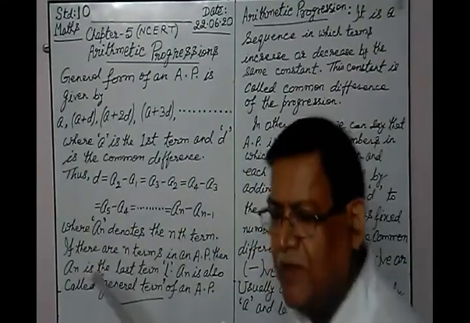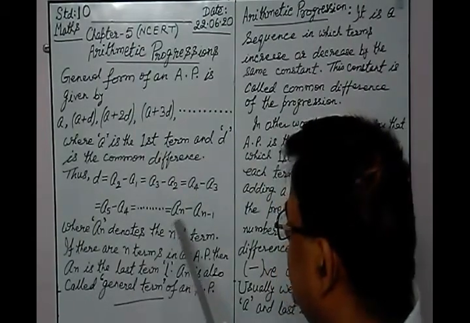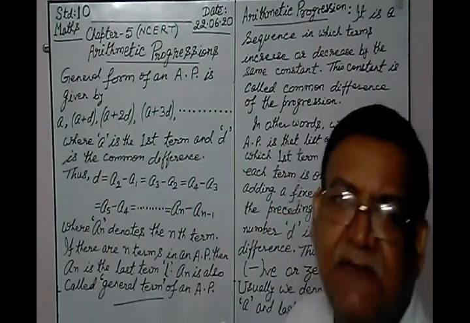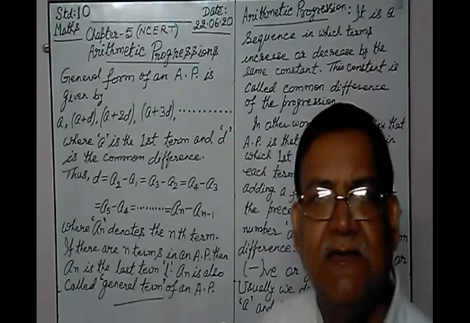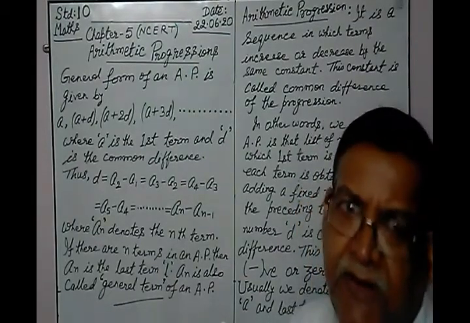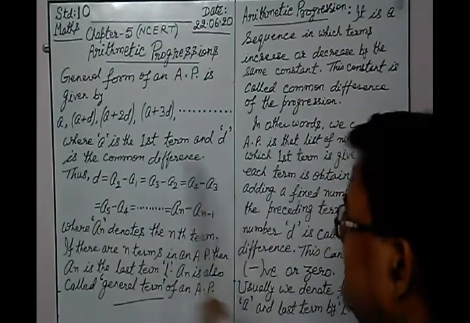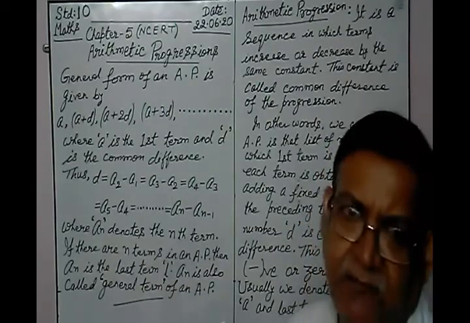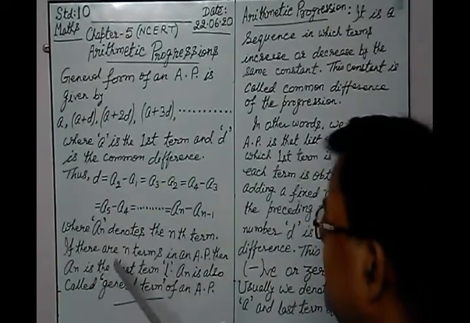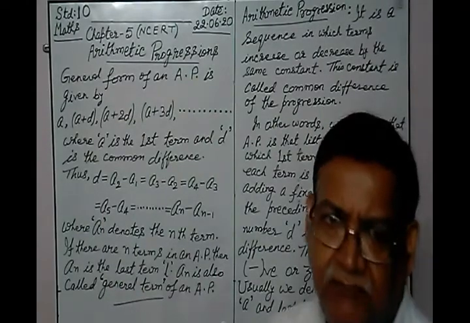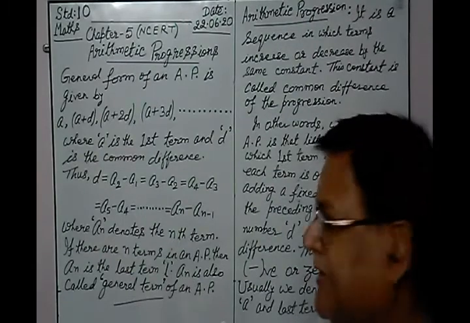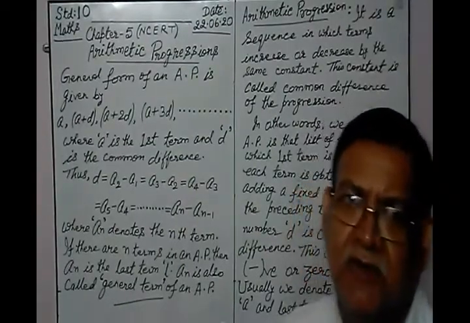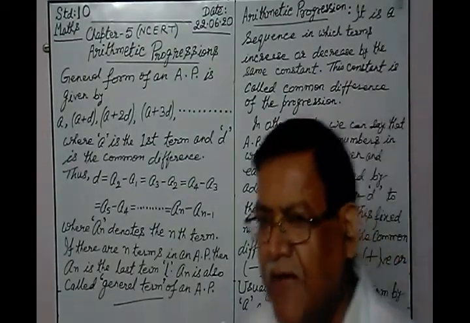Similarly, coming to the nth term and the n minus 1th term, when you subtract the n minus 1th term from the nth term, you will get the same value d. So this is all about the common difference, where an denotes the nth term. If there are n terms in an AP, then an is the last term.